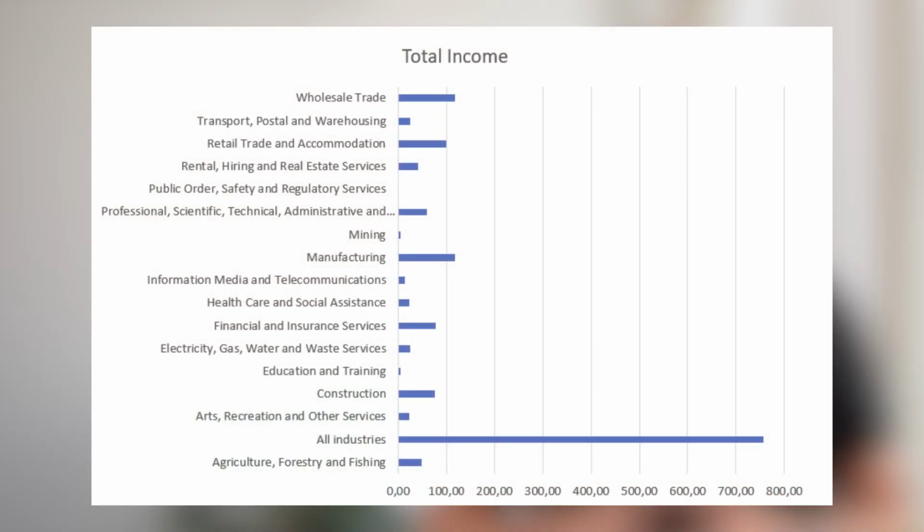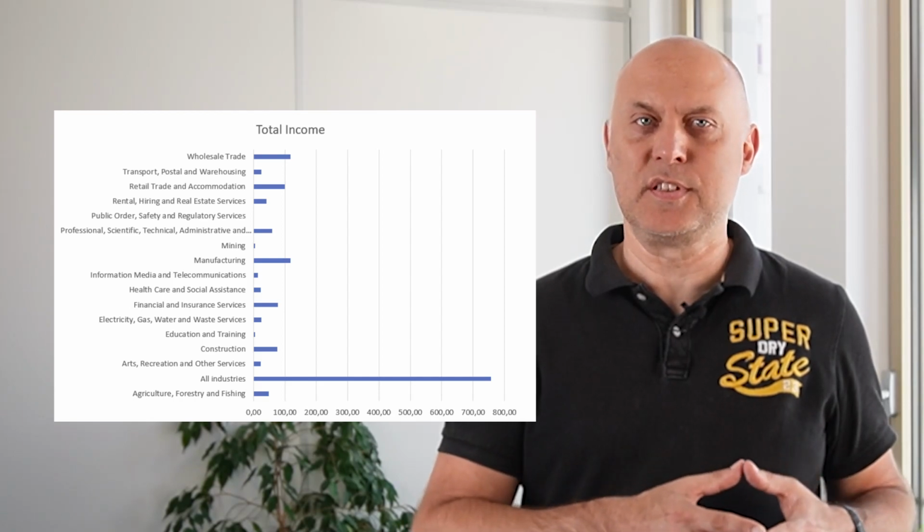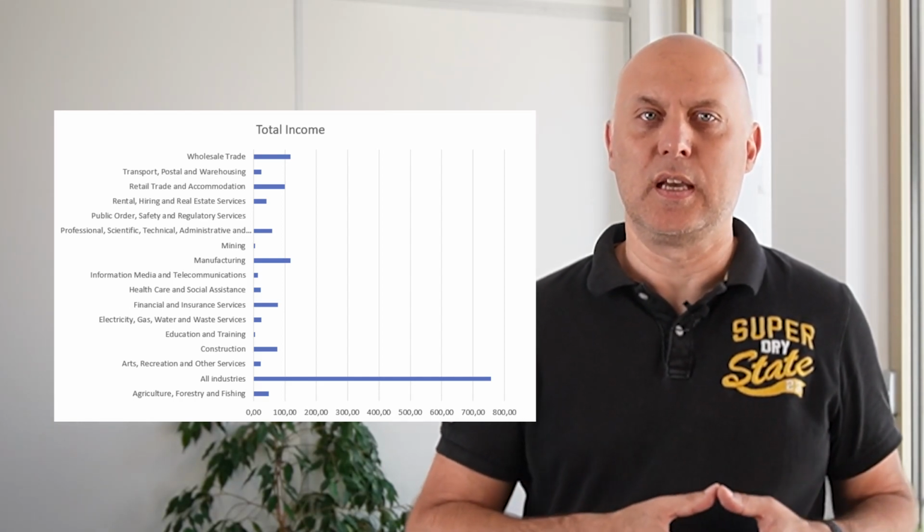Let's try with another example. This is a bar chart. What do you think are the dimensions and measures in this chart? This is the same example, but just presented differently. So the dimension is once again the industry, and the measure is the total income.